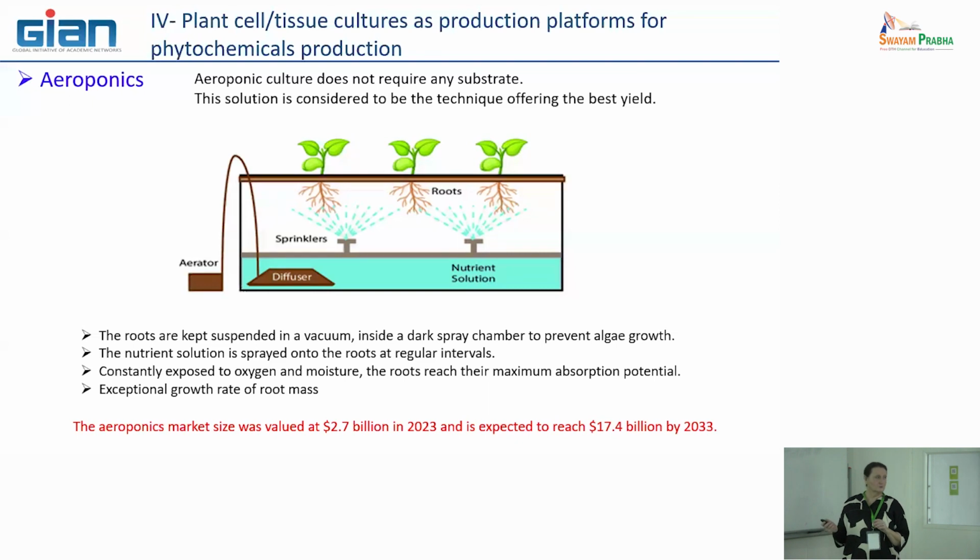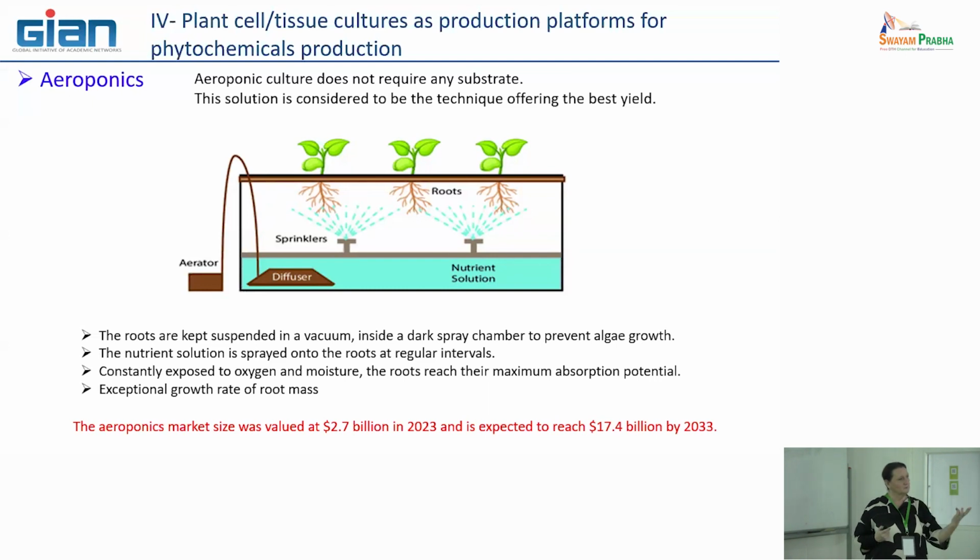And in this case, we can observe that we can have an exceptional growth of the root mass. I will show you some pictures. Instead of a normal biomass of roots, you can multiply this biomass by 10 or more than 10.